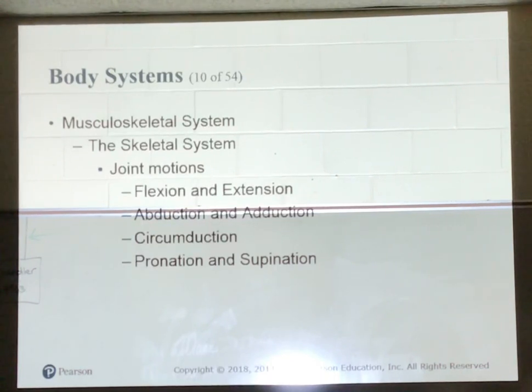Abduction, movement away from the midline. Adduction, movement towards the midline. Circumduction is a combination of all the motions, kind of like your shoulder. It can move 360 degrees. All right. Pronation, turning the forearm so the palm of the hand is turned towards the back. And supination is turning the forearm so the palm of the hand is turned towards the front.